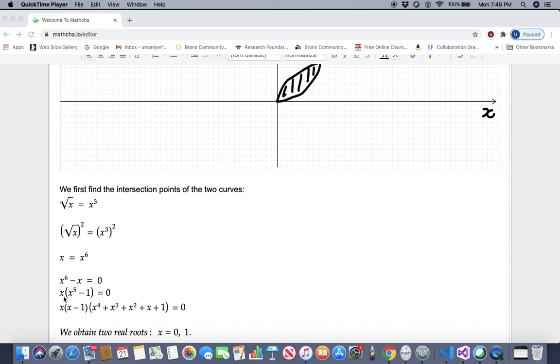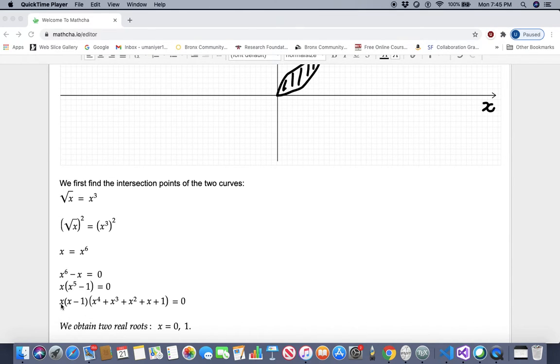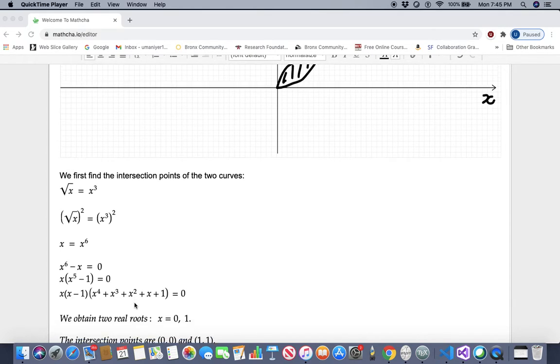Factor. X is a common factor. X to the 5 minus 1 is 0. You can factor this. X to the power 5 minus 1 is x minus 1 times x to the 4th plus x to the 3rd plus x squared plus x plus 1. Now notice, this factor x gets me x equals 0 as a root. This factor gets me x equals 1 as a root, and these are the only two real roots. This last factor, all the roots are complex, non-real.